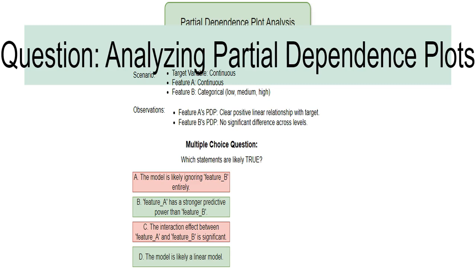I'm analyzing partial dependence plots, PDPs, to understand how features influence a model's predictions. PDPs show the relationship between a feature and the target variable, averaging out the effects of other features. It's like looking at the effect of one ingredient on a recipe's taste, while ignoring all the others.